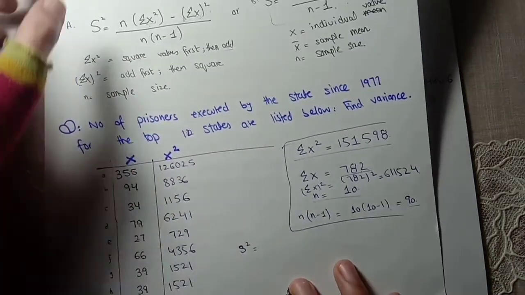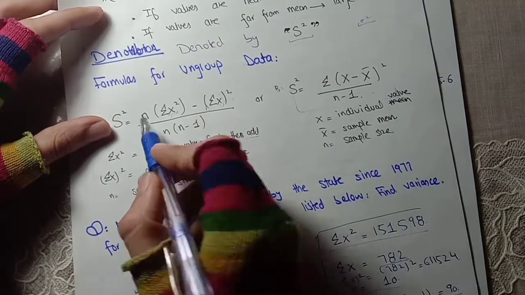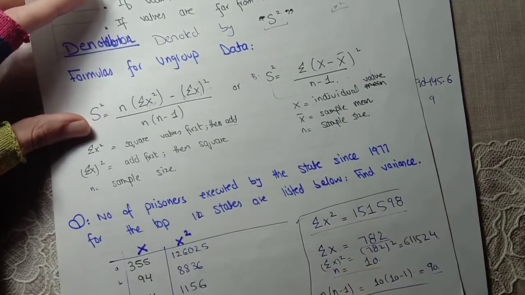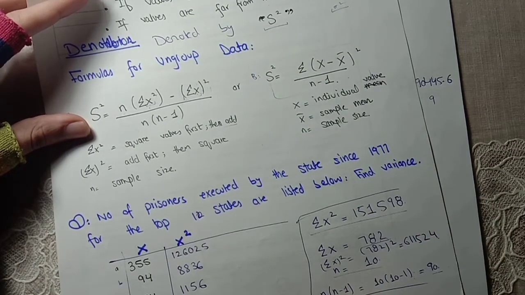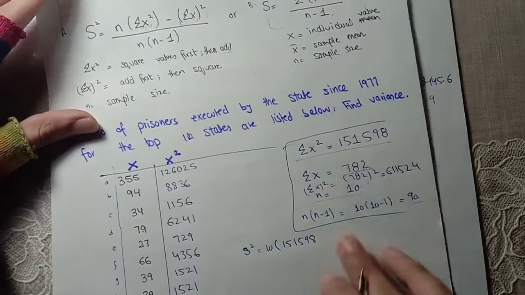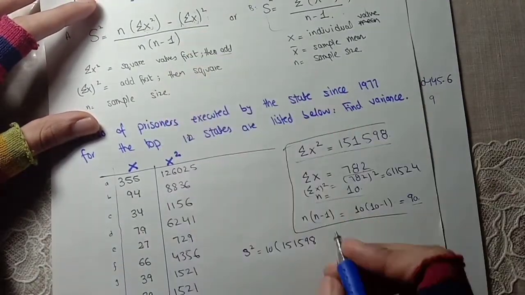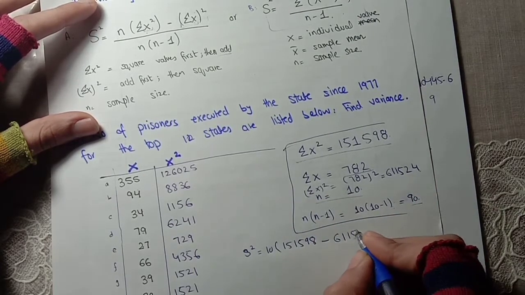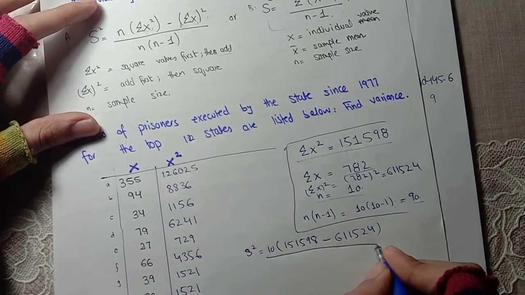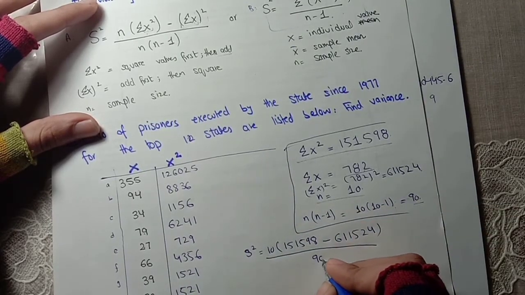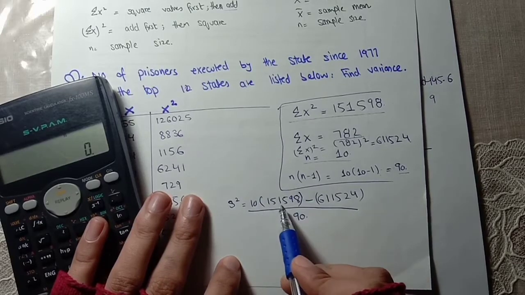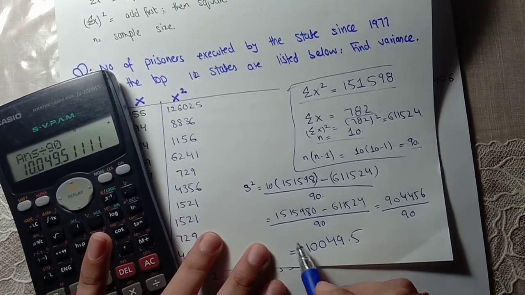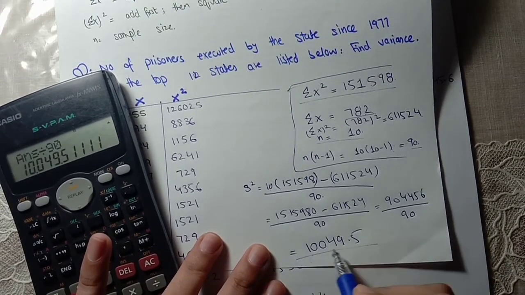Now I'm going to write the values in the formula. n was 10, and summation x square was 151,598, minus sigma x whole square, which is 611,524, divided by 90. We first multiply the first term by 10, then subtract the second term from it, and then divide by 90. I have solved this, and the answer is 10049.5.